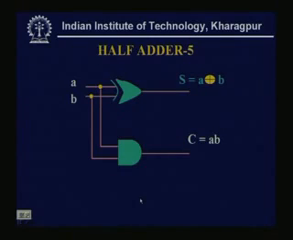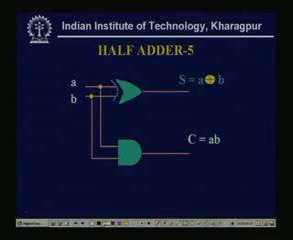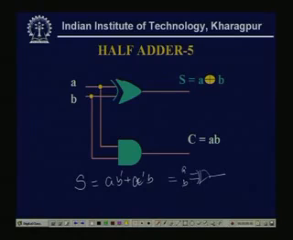Now, this is another realization possible. See, what was my expression for that sum? That is nothing but A B dash plus A dash B, which is a 2 input XOR of A and B, and this is my sum. So that is realized by a simple XOR gate.